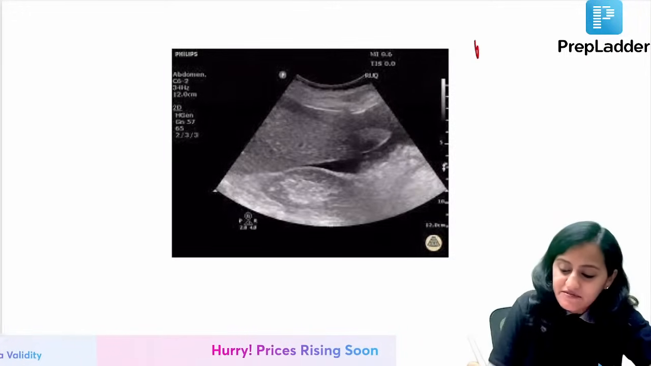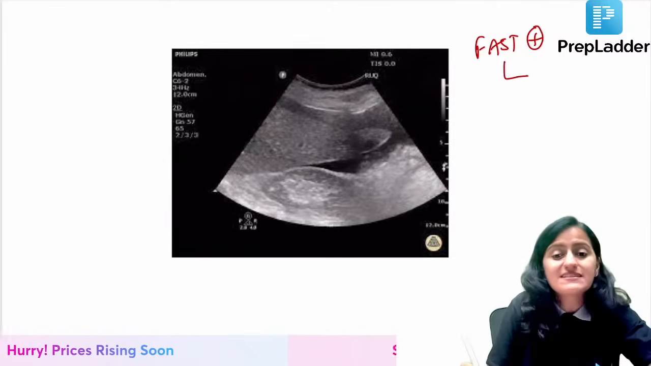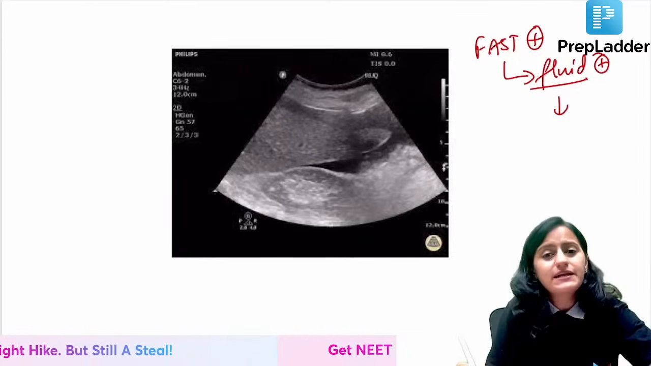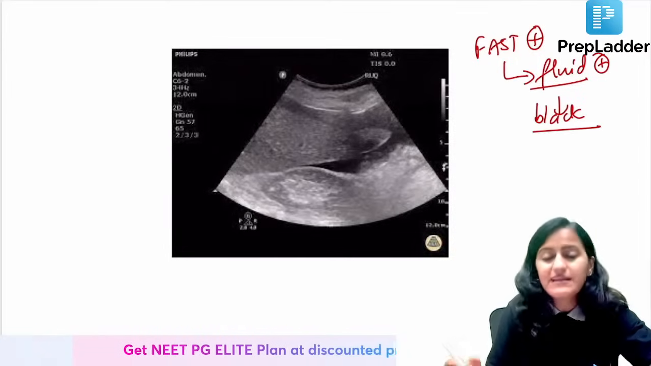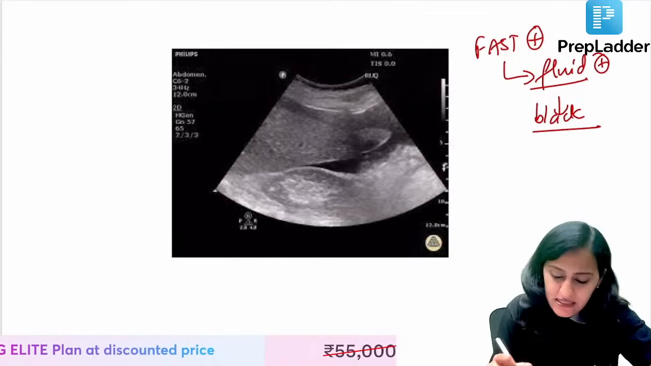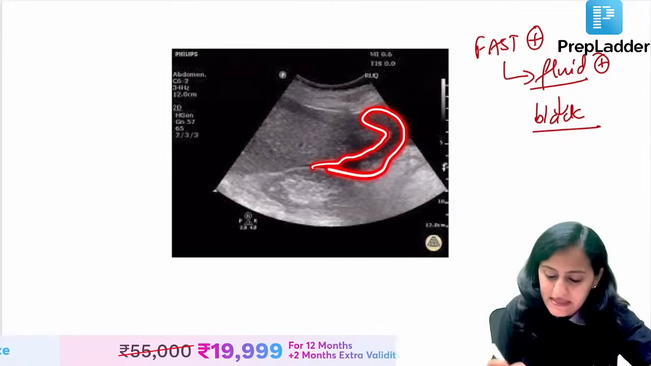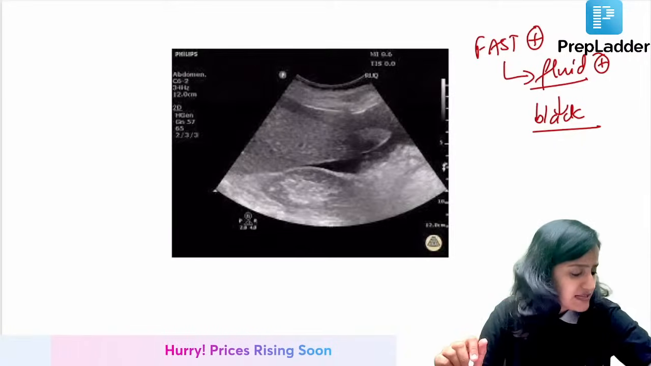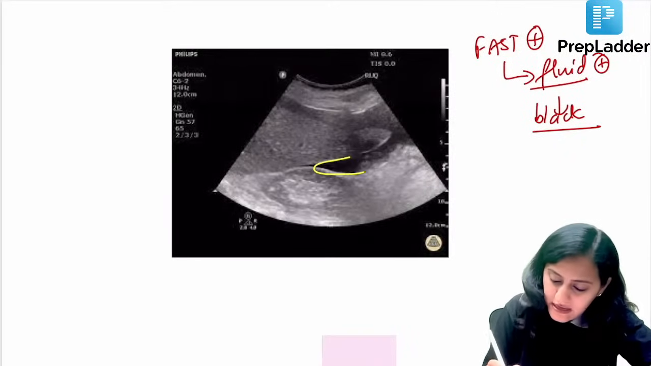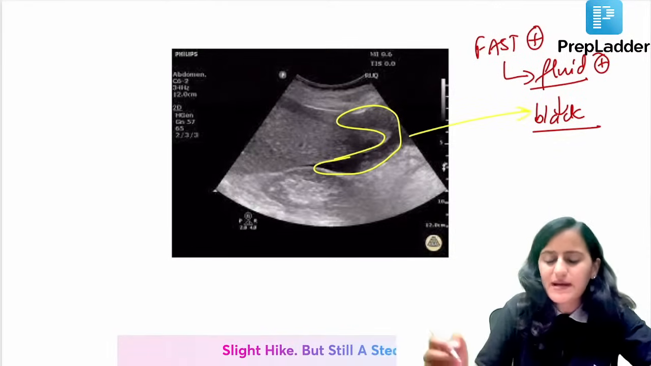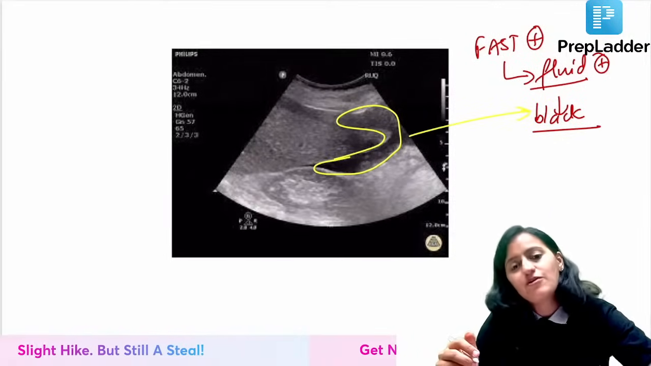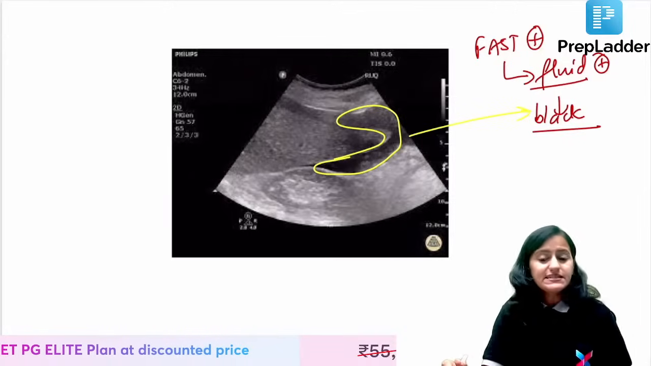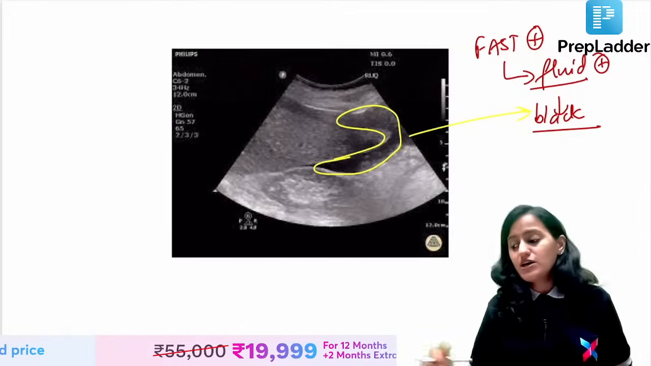How do you know this is FAST positive? You call it FAST positive when free fluid is present. How do you identify fluid on ultrasound? By its black color. What you are seeing here is black fluid surrounding the organ in the abdomen. Liver के surrounding वहाँ पे आपको black color का fluid दिख रहा है. So that is why this is FAST positive. If the patient is stable, you go ahead and do CECT. If unstable, then you will take the patient for surgery.